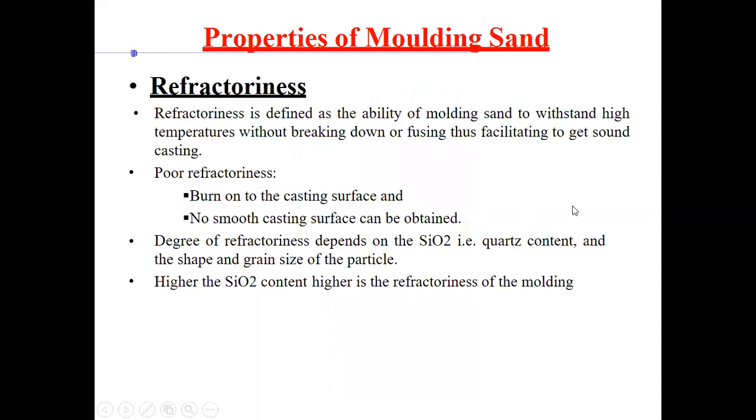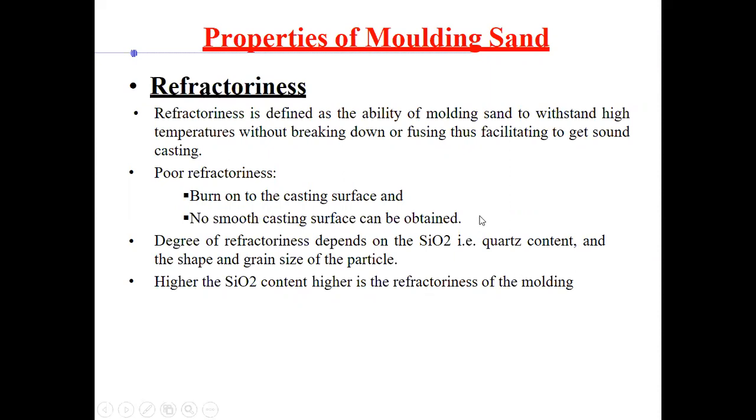Okay. Now you see the properties that are required. First one being refractoriness. Defined as the ability of molding sand to withstand high temperatures without breaking down or fusing, and thus facilitating to get sound casting, right? Because we deal with molten metal, and therefore high temperatures. So it should be able to withstand those temperatures without breaking down, right?